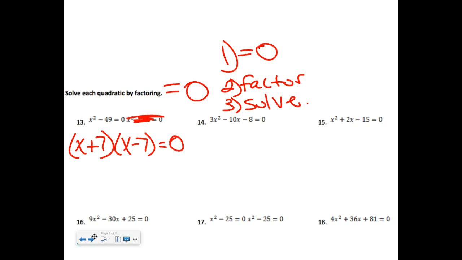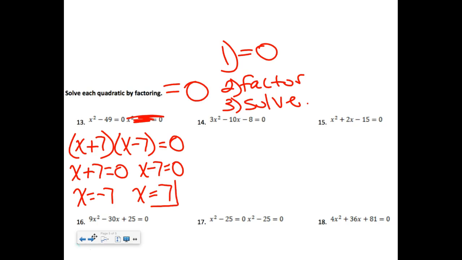Okay. So again, I'm going to solve. So I'm going to have x plus 7 equals 0, and I'm going to have x minus 7 equals 0. When I solve, this one's going to equal negative 7, and this one will equal positive 7. Okay.